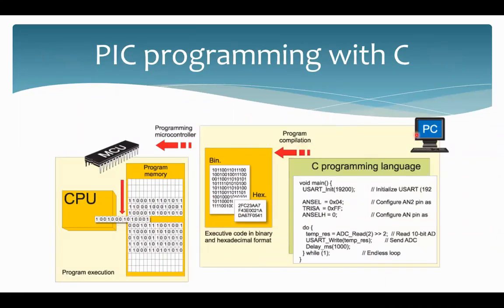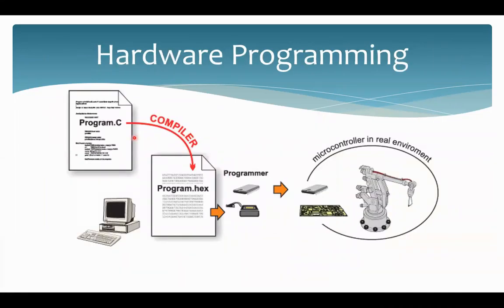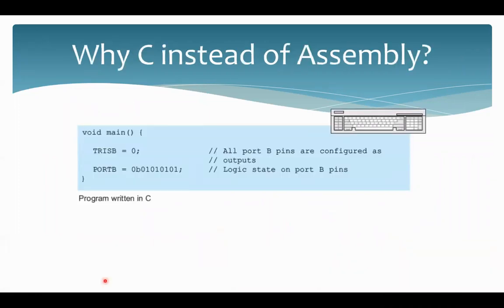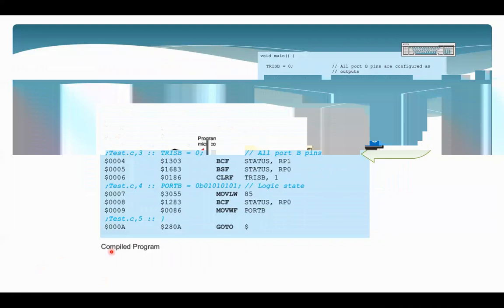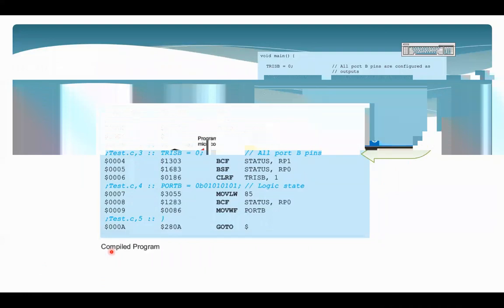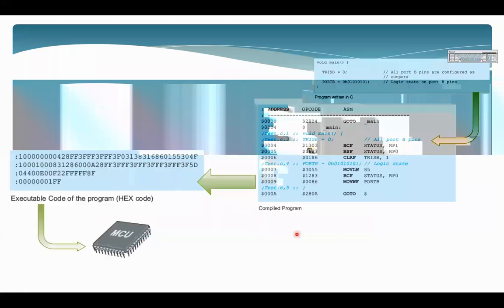Now when we write a program in C, the same procedure has to take place. The C program is first converted to assembly language by the compiler, and from there it converts to the hex code, and that hex file is downloaded to the microcontroller. Now, what is the advantage of using C instead of assembly? The advantage is we can write a complex program very easily using a high-level language. For example, here this C program is first converted to its assembly code, and then the compiler generates the hex file. And this hex file is downloaded to the microcontroller.